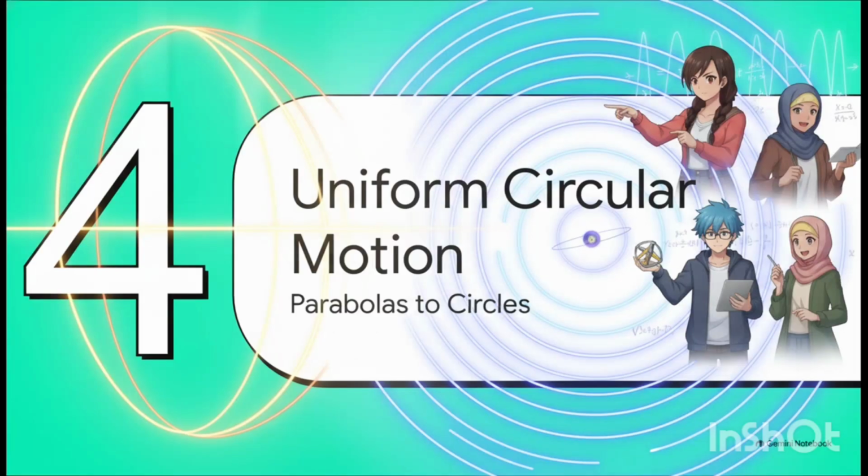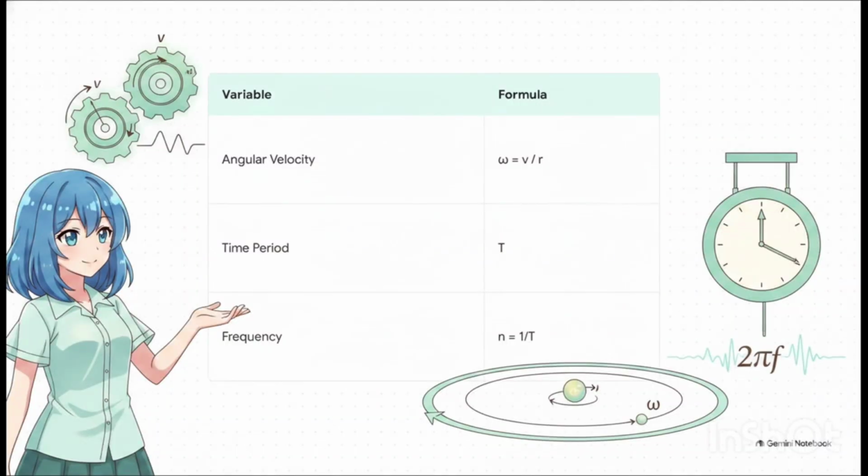Section 4. Uniform circular motion, from parabolas to circles. All right, let's shift gears from parabolic arcs to objects constrained to a continuous loop. Think of these concepts as your personal translation dictionary. You need to be able to smoothly convert between linear variables, like normal velocity, and angular variables, like angular velocity, which we represent with the Greek letter omega. Now, in uniform circular motion, omega remains perfectly constant. Make sure you really lock in that final relationship. Angular velocity equals 2 pi times frequency. It's the ultimate bridge between how many times something spins and how fast the angle itself is actually changing.